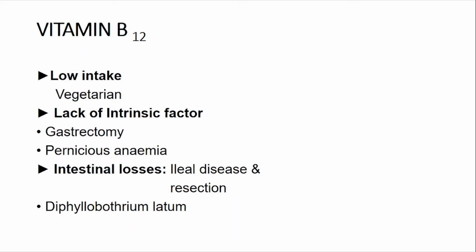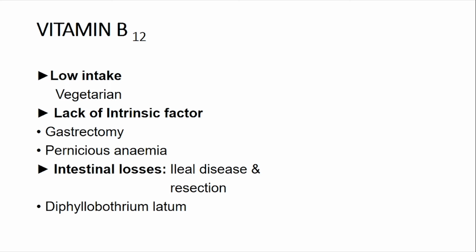Vitamin B12 deficiency is also one of the causes of anemia in pregnancy, and this could result from low intake, as can be seen in vegetarians. Also, lack of intrinsic factor, which is a cofactor in the absorption of vitamin B12, could lead to vitamin B12 deficiency, leading to anemia in pregnancy. Also, some procedures like gastrectomy.